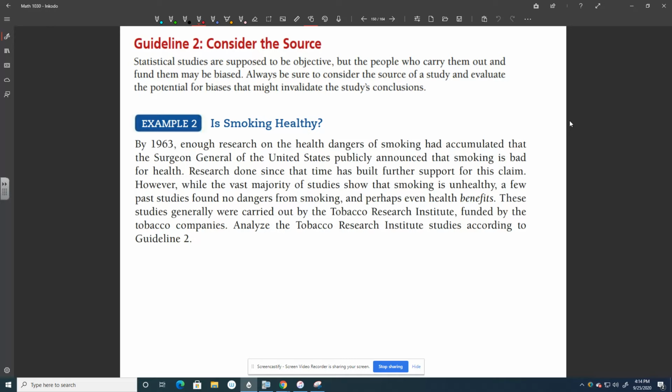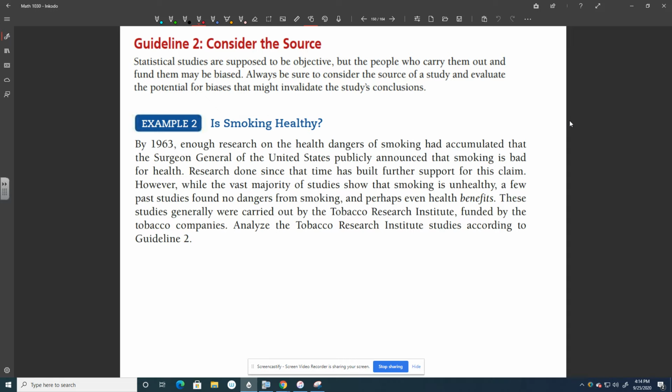So example 2 gives us a little bit of history about some of these smoking and lung cancer studies. It says in 1963, all this research started with the Surgeon General announcing that smoking is bad for your health. Research since then has been done, and it just continues to support this claim that smoking is bad for your body, right?